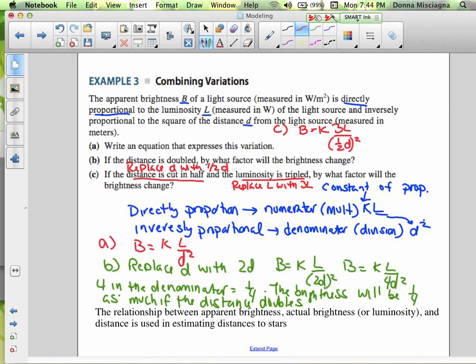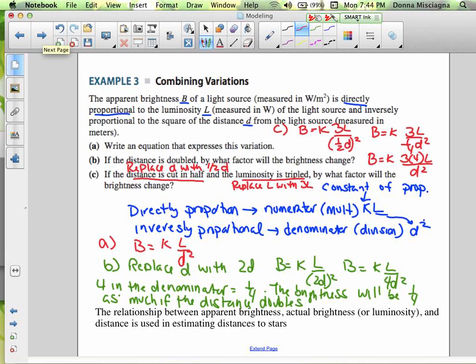All right, so now let's simplify that. So B equals K times 3L. All right, so 1/2 squared is 1/4. Dividing by 1/4 is the same as multiplying by 4. So that means B equals K times 3 times 4L divided by D squared.